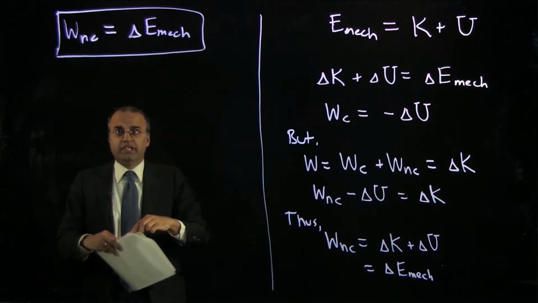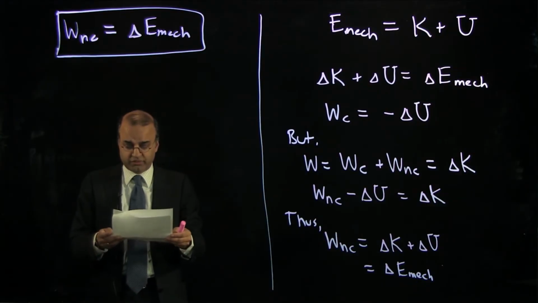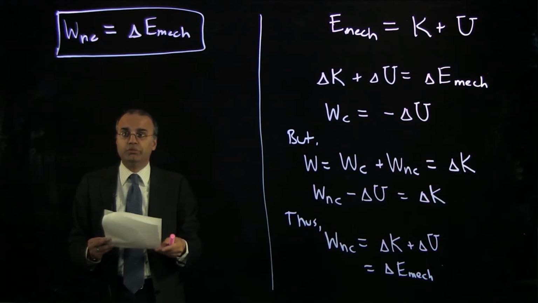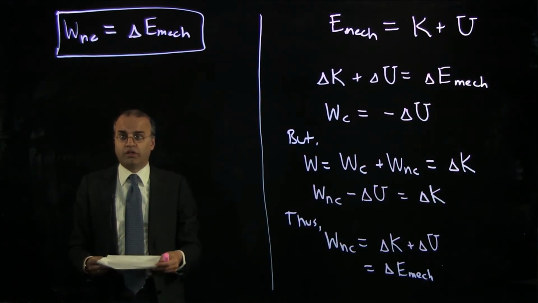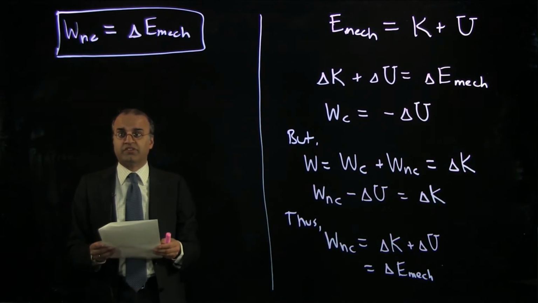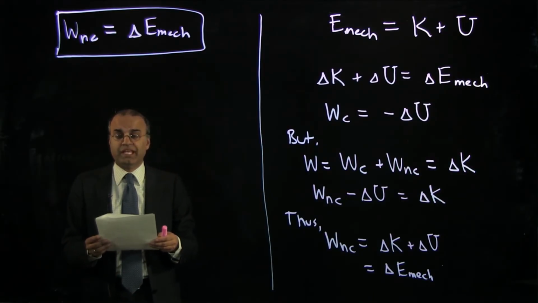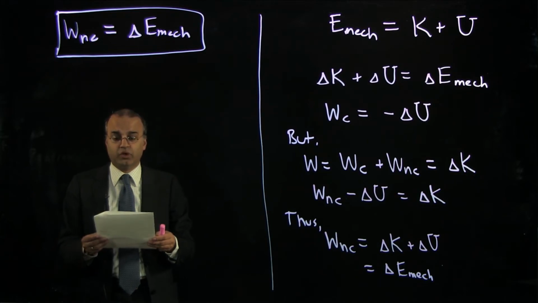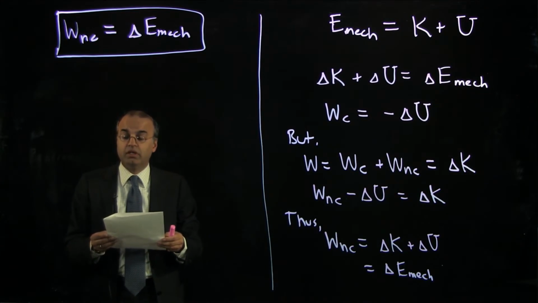So what we've shown here is that the result of any non-conservative work on the system is to change the total mechanical energy of the system. Now, if there is no non-conservative work, if the forces acting on the system are all conservative, then the total mechanical energy remains unchanged. Delta E mech is 0, and we say that the total mechanical energy is conserved.